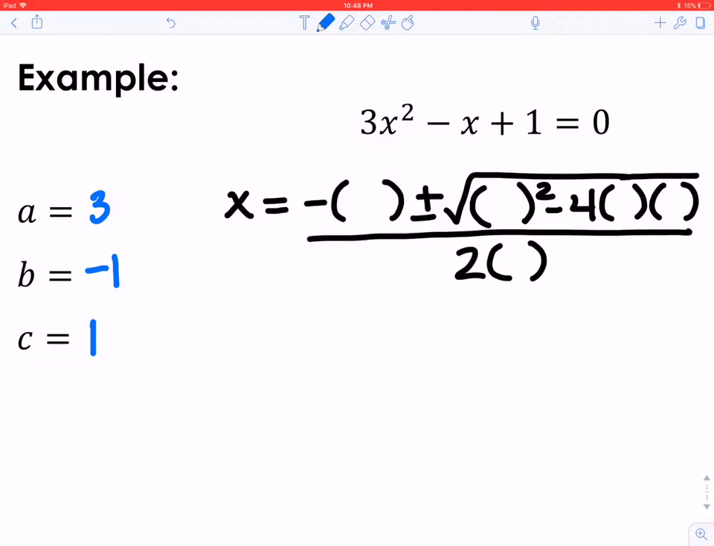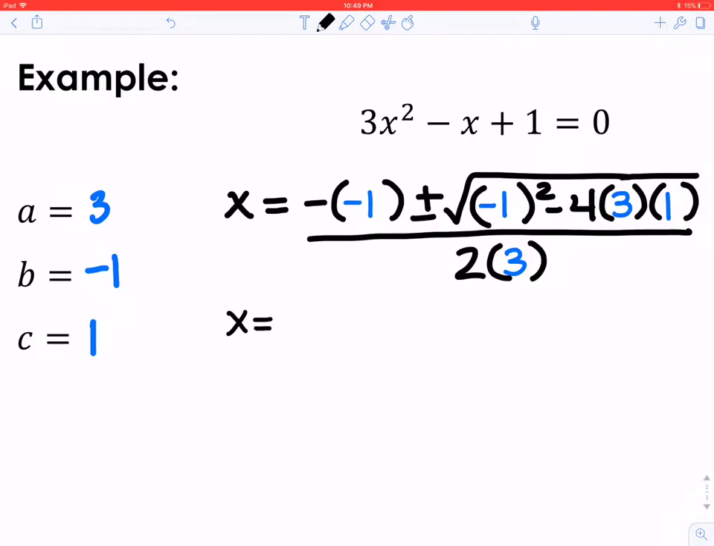So x equals -b. We said our b is -1, plus or minus the square root of b, which is -1, squared, minus 4 times a, which is 3, times c, which is 1, all divided by 2a, and a is 3. All right, and then it's just a matter of simplifying.